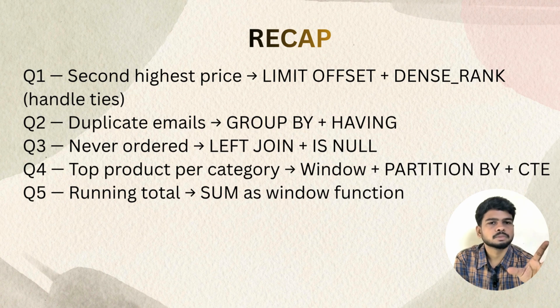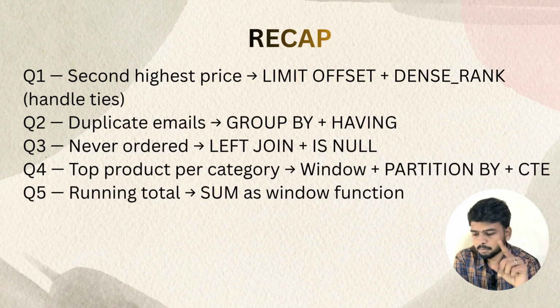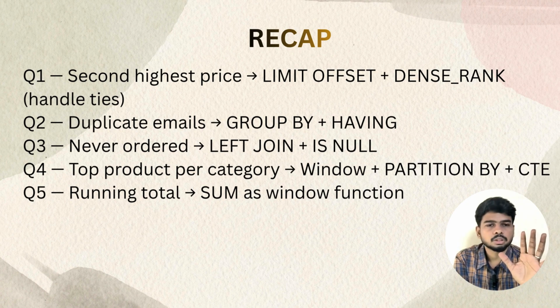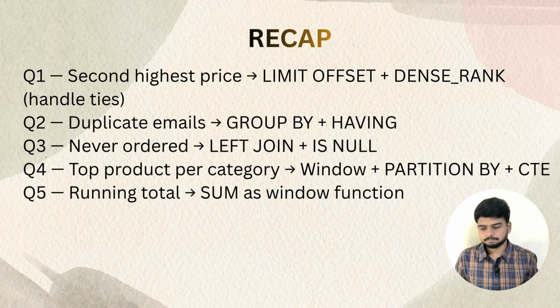Never ordered: LEFT JOIN. Never ordered means NULL. What is NULL? LEFT JOIN plus IS NULL, that's it. Top order per category, popularity, right? We used window functions, we used PARTITION BY, we used category there. The fifth one was running total. It is SUM as a window function. We did it now, right? So that's the series which we did.